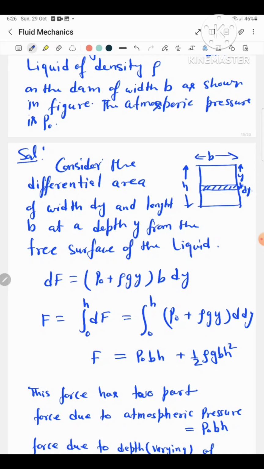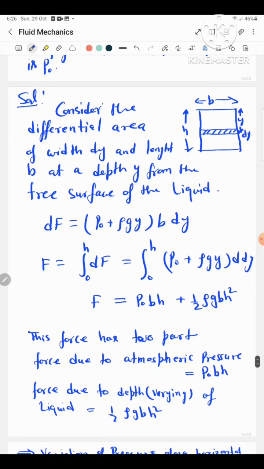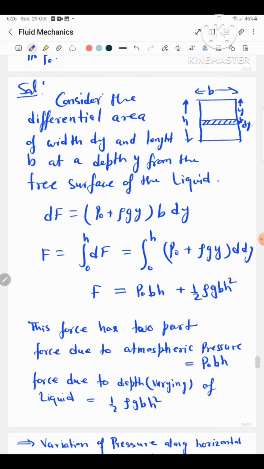The total pressure at this distance from the surface of the liquid will be atmospheric pressure plus rho g y. So dF will be (P naught plus rho g y) B dy. Integrate this force from the height 0 to h. y will vary from 0 to h. Calculate this integration. It will come F is equal to P naught B h plus half rho g B h square.